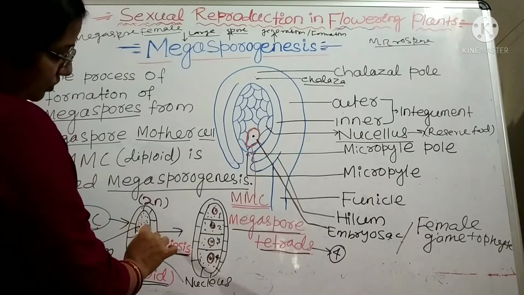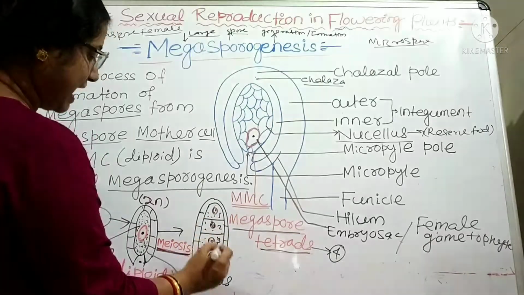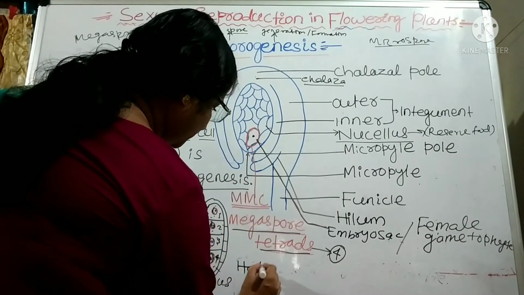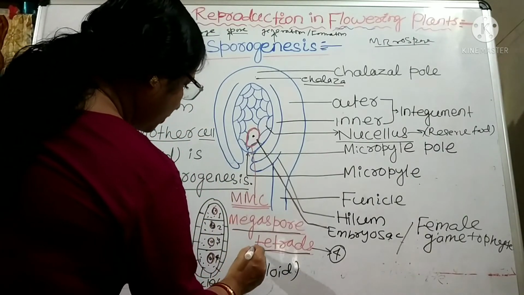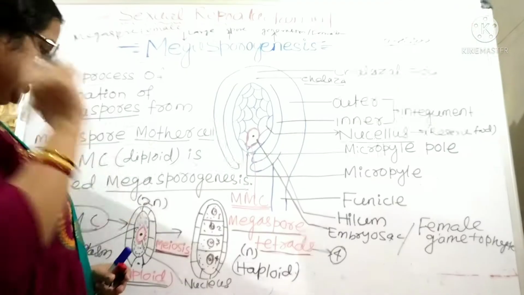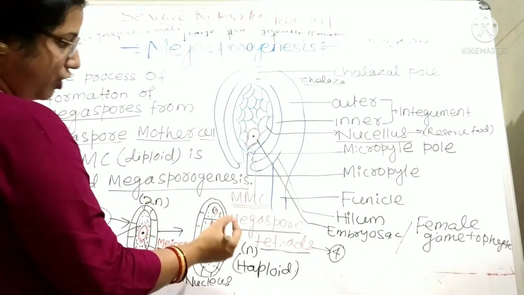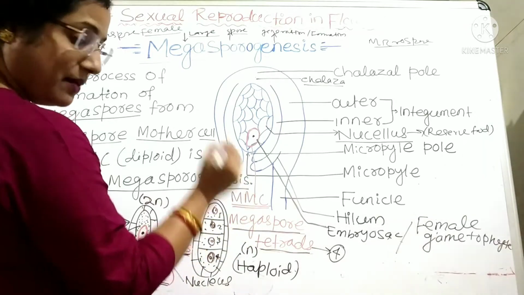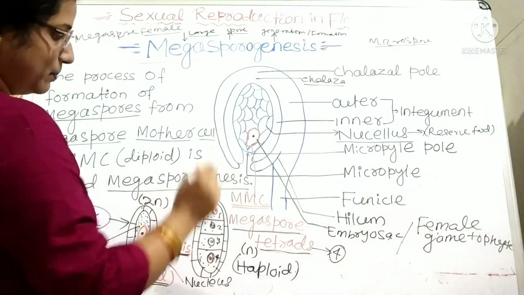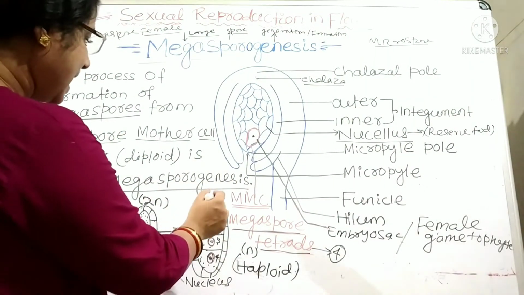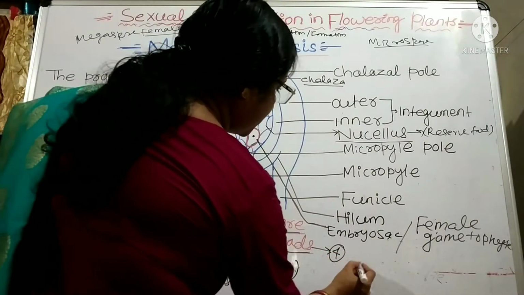It undergoes meiosis division, forming 4 cells, and all cells are haploid in nature. Haploid means all contain half the number of chromosomes, that is n. Here the mother cell contains 2n and the formed megaspores contain half the number of chromosomes, that is n, and all the 4 spores are haploid in nature. The shape of the megaspore tetrad is linear.